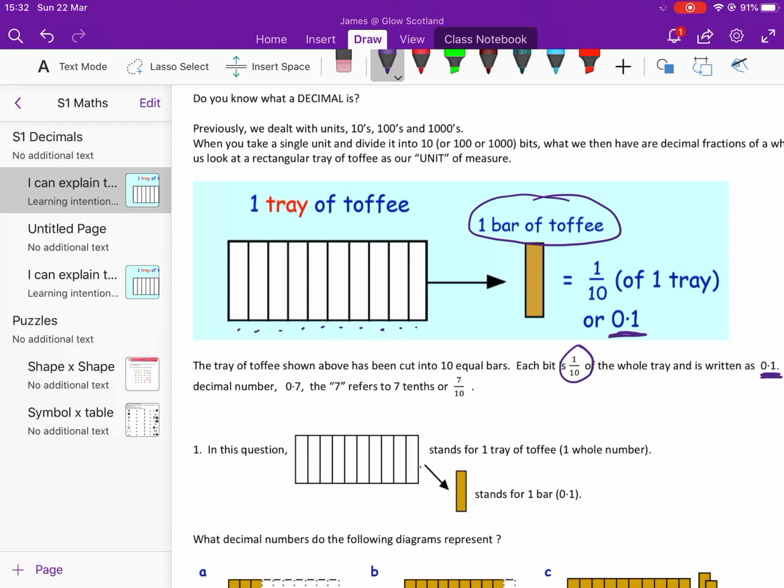Here it says the decimal number is 0.7. The 7 refers to 7/10, so let's just change this bit. If I was to do 7/10 by shading in this, I would need to shade in 7 bars. So I think that's 4, 5, 6, 7. So if I was to shade in 7 of them, then this represents now 0.7.